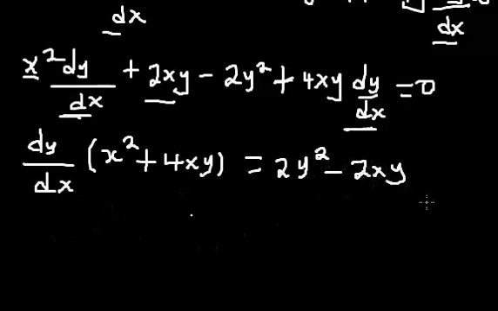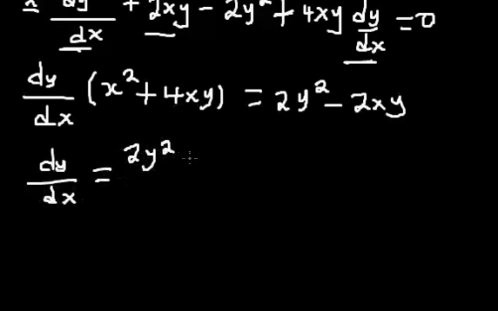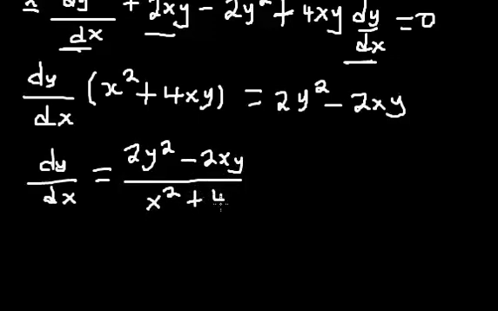So now you know how I can get my dy/dx, by dividing both sides by x squared plus 4xy. So my dy/dx is equal to 2y squared minus 2xy, then divided by x squared plus 4xy. Okay, so I hope that is well understood.